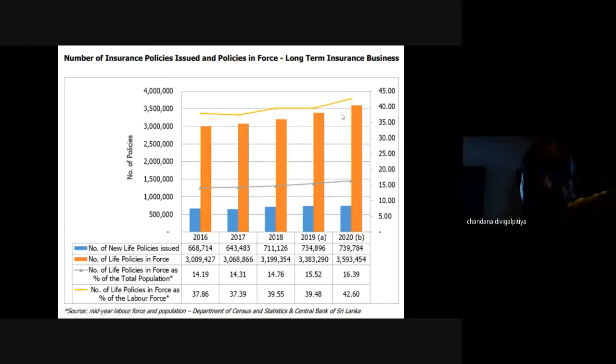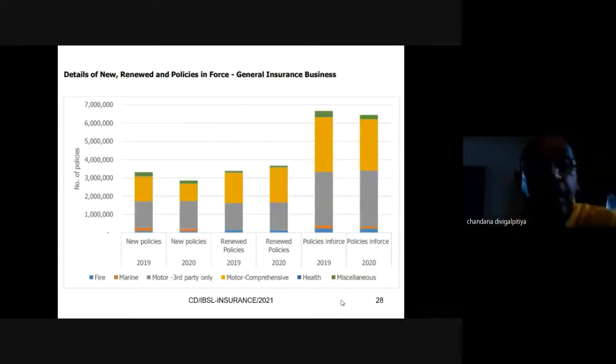Then there are two other indicators: the number of policies in force as a percentage of population in the labor force. You will see it's below 50%. Not a very good sign with the life policies. These are general insurance policies. All these are the latest figures up to last year. I haven't got the 2021 figures. This I got from the last annual report of the IRCSL from their website. These are the types of general insurance policy.